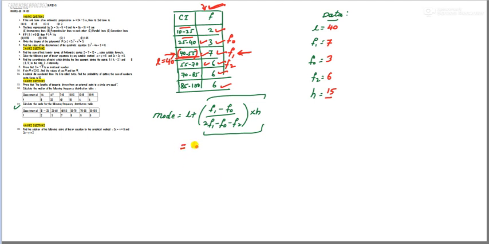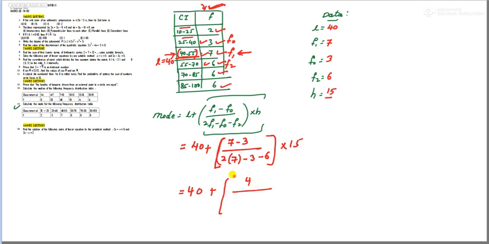Here L is 40, plus f1 which is 7, minus f0 which is 3, divided by 2 into f1, again 7, minus f0 which is 3, minus f2 which is 6, close the bracket, and H is 15. So 40 you keep as it is. First solve this: 7 minus 3 is 4, and here 2 sevens are 14, and 6 plus 3 is 9. So 14 minus 9 is 5.